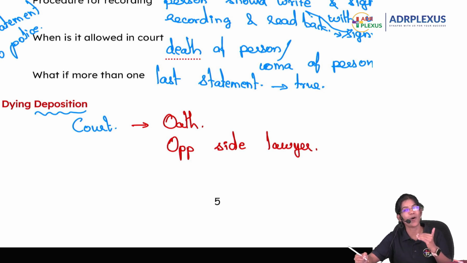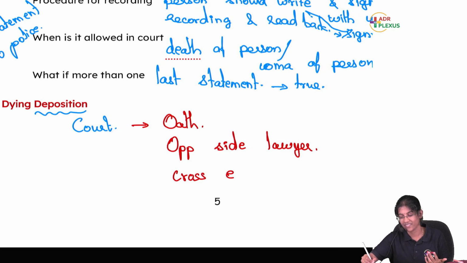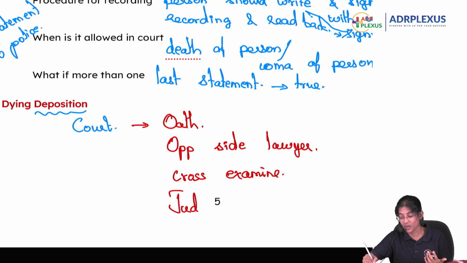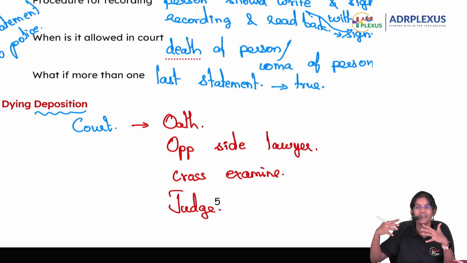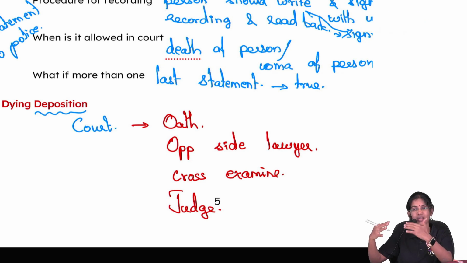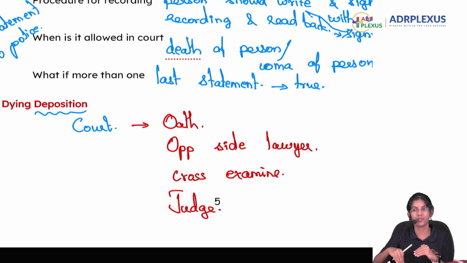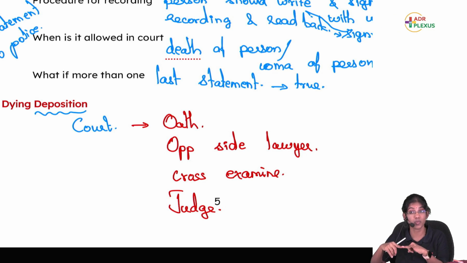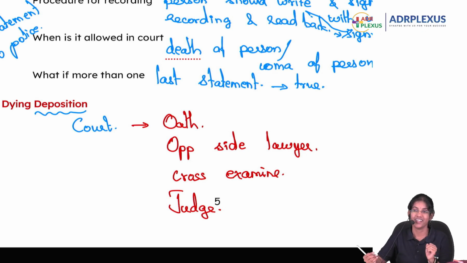The opposite side lawyer will come. They will cross-examine. The judge will be there. Judge will also ask questions in between. So if you see in foreign movies and all, the judge will come and stand inside the terminally ill person's bedroom, and they will ask the person to take an oath. They will ask some cross questions. They will do the examinations. All of that is done in dying deposition, not in dying declaration.